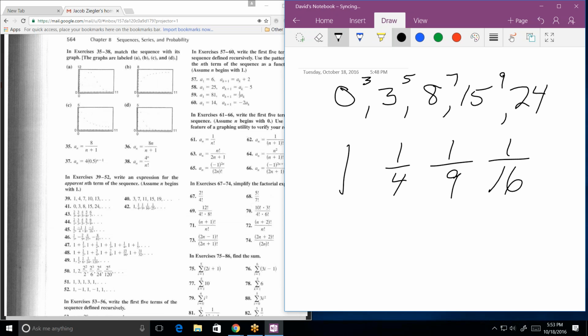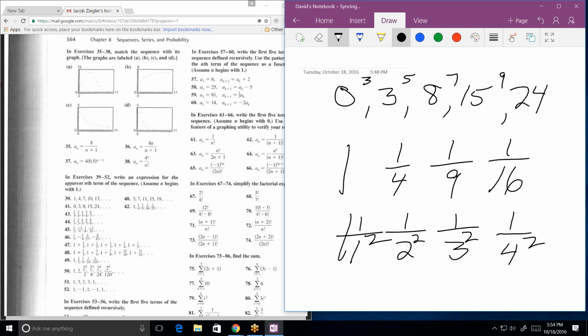Would it just be 1 over n squared? Yes. In other words, this is 1 over 1 squared. This is 1 over 2 squared. This is 1 over 3 squared. This is 1 over 4 squared. So it's 1 over n squared. Perfect. That's what a sub n is equal to, 1 over n squared. All right, I think after figuring those two out, we can probably figure out 41.